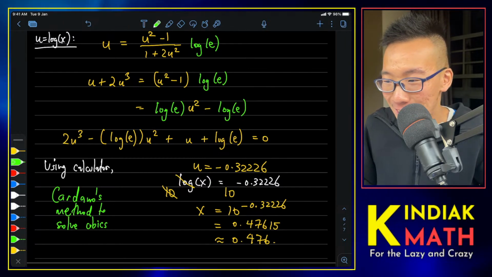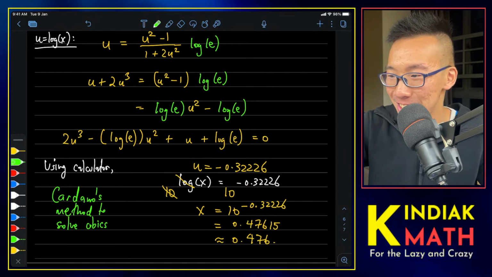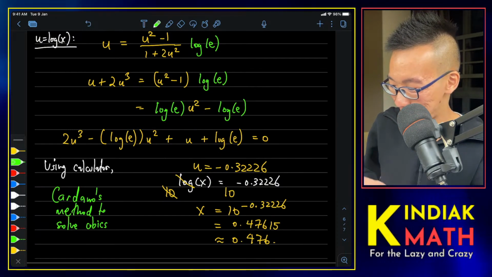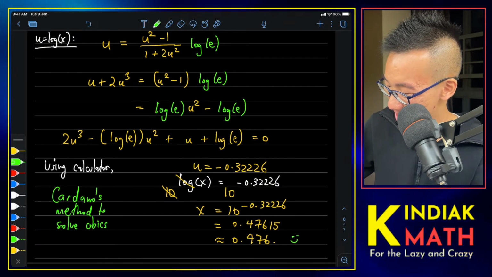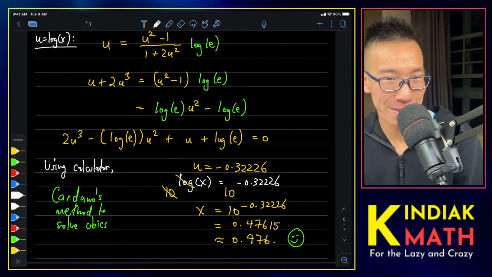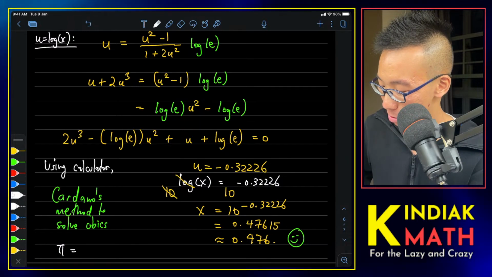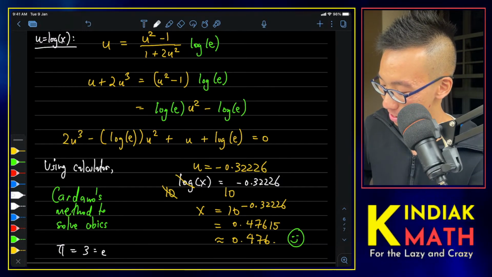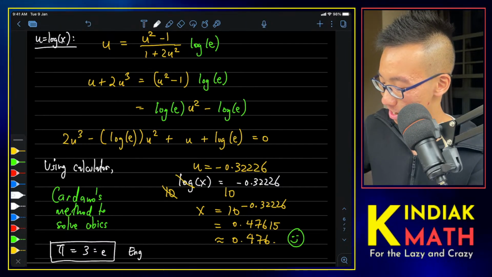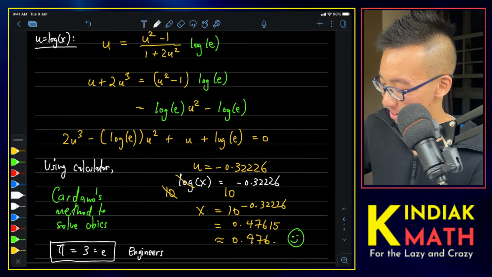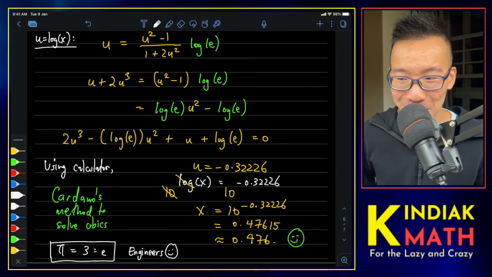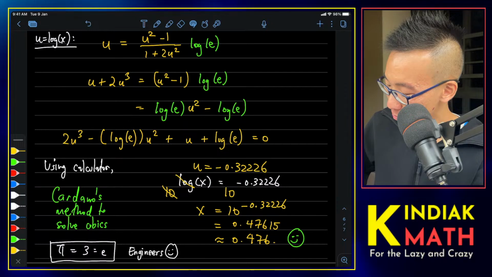But since the class that I'm teaching is an engineering course, we're fine with approximations. Approximations work out well, right? Because of course, as we all know, the fundamental theorem of engineering is that pi equals 3 equals e. So this works out for engineers. I asked my engineer friends and even my engineer brother, and they all concur with this sentiment.